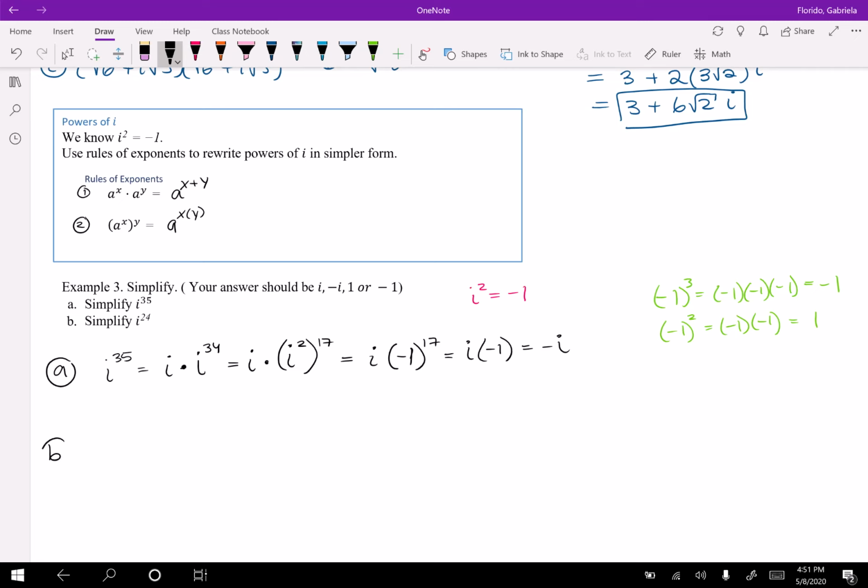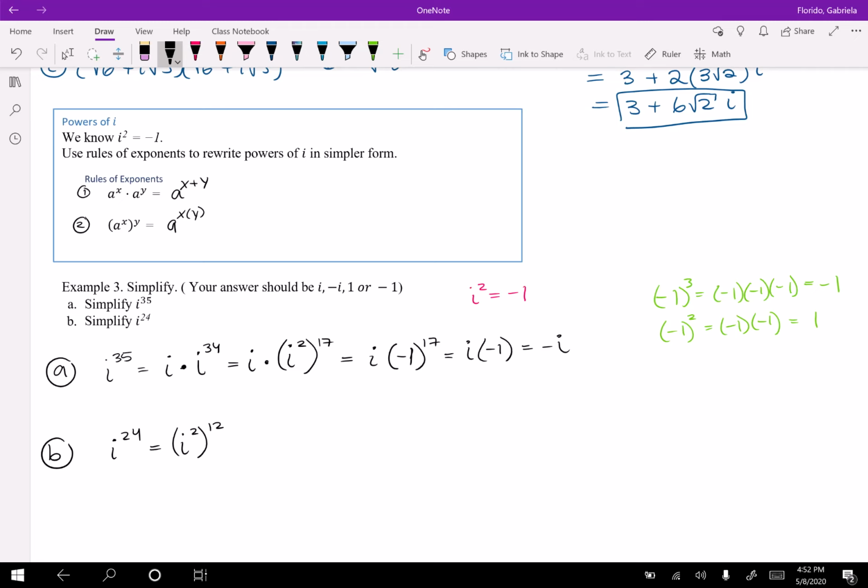Let's try B. So simplify i to the 24th power. Again, we don't want to expand this out and just see what we get. We're going to want to use the rules of exponents and the fact that i squared is equal to -1. Well, here we already can see that 24 is divisible by 2. So we could just jump into rule number 2 for rules of exponents. This is just equal to i to the second power all raised to the 12th power, because 2 times 12 is 24.